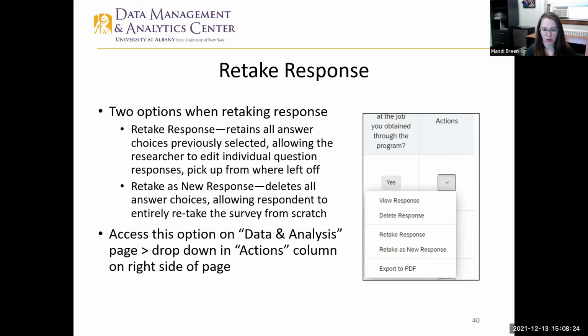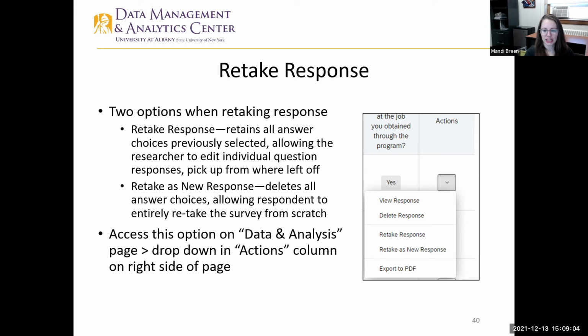Something else that you should know about is the ability to retake responses. There are two different ways to do this in Qualtrics. The first is just called retake response. This is to go into the response as it's already been entered, and you can change things. Everything will stay populated as it was originally answered. Let's say you left off with a respondent, you can go back in and start where you left off without having to restart the entire survey. Or if you need to edit something, maybe you entered an ID number incorrectly, you can do that through this option.